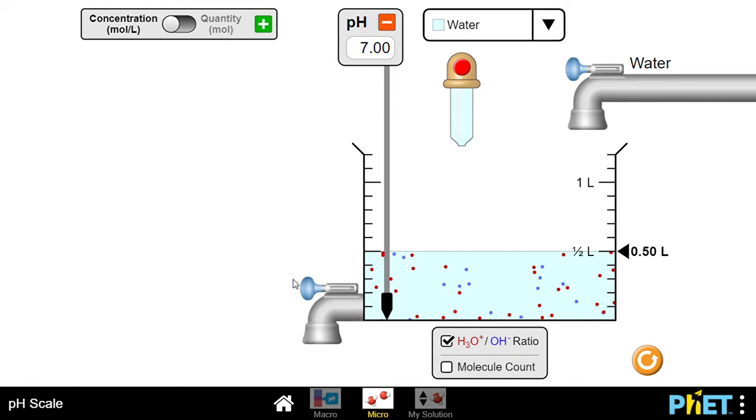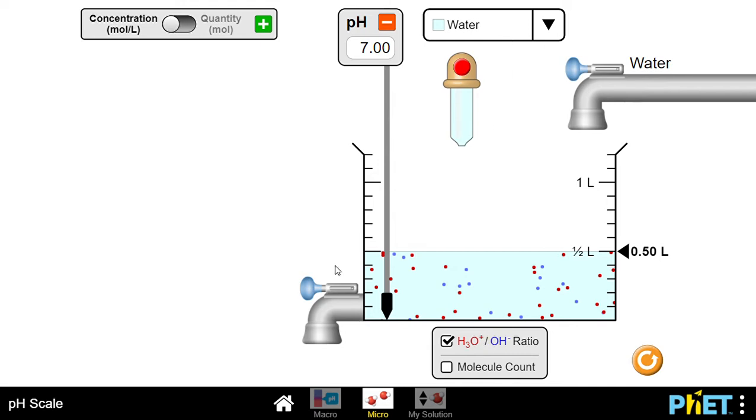I'll also note really quickly that in this animation, the hydrogen ion is represented as hydronium ion, because when you put hydrogen ion in water, it mixes with the H2O and becomes hydronium ion. But the representation for hydrogen ion is H+, and I know that.